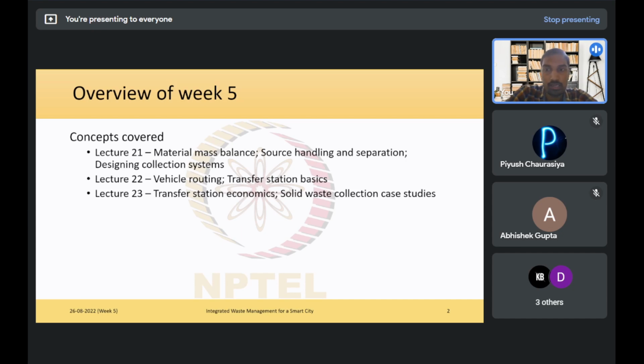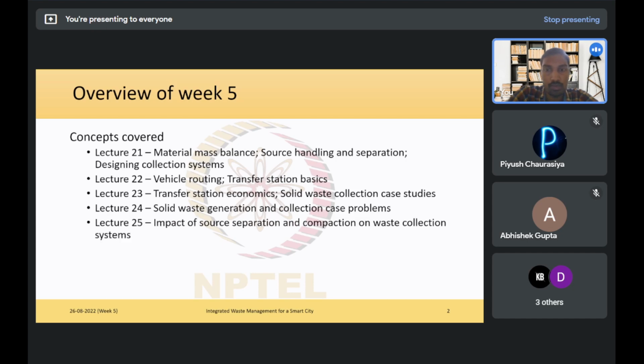And then moving on to lecture number 3 of this week, we looked at the economics of transfer stations, right? So whether we have to go for a transfer station or go for the direct haul option, and also looked at solid waste collection case studies from different parts. In the fourth lecture, we looked at solid waste generation and collection case problems related to this aspect. And then in the final lecture of this week, we looked at how source separation and compaction impact the waste collection systems. So with that overview, we'll look at some of the problems related to these concepts.